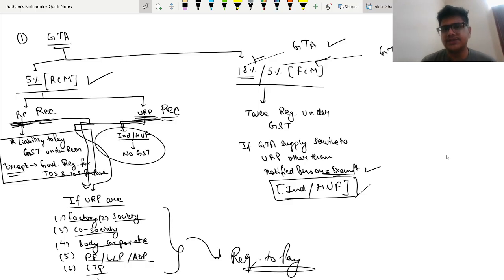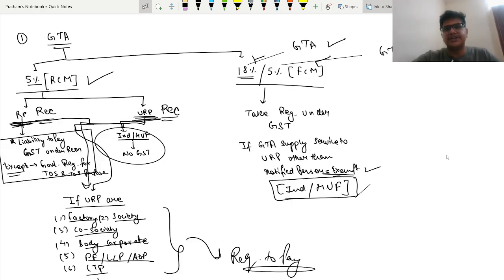What is a GTA? Any transport of goods by any transporter who issues a consignment note is a GTA. It doesn't include the goods operator, and a GTA can opt for RCM or opt for forward charge. And if he opts for forward charge, he again has two options. He can pay 18% GST or he can pay 5% GST.